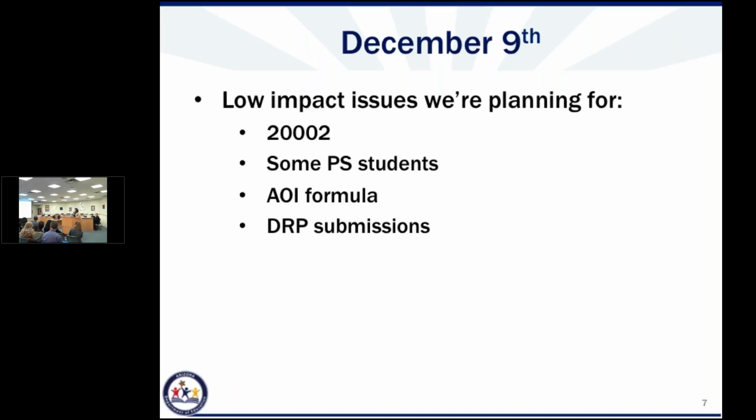As we're aiming for December 9th, we're not in as good of a place as I wanted to be. There are a few kids who are going to be left behind. There's a bunch of kids who are failing integrity rule 20002. And when I say a bunch of kids, I marked them low impact because it's likely you don't have any.